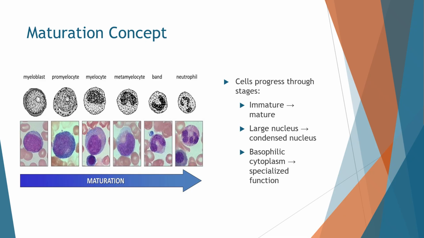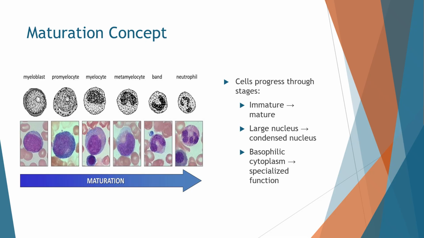Early precursors stain strongly basophilic due to abundant ribosomes. As specialization occurs, cytoplasmic granules develop, hemoglobin accumulates, and functional machinery replaces growth machinery. For example, neutrophils develop segmented nuclei and granules for phagocytosis. Red blood cells accumulate hemoglobin for oxygen transport.